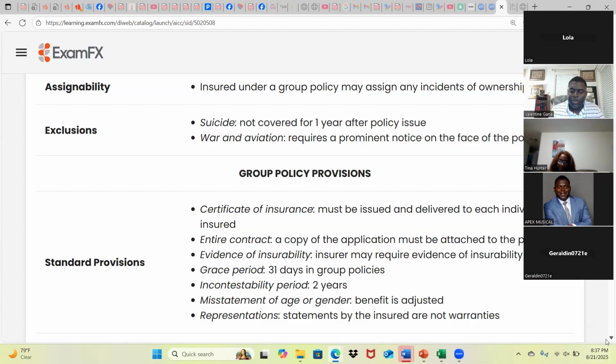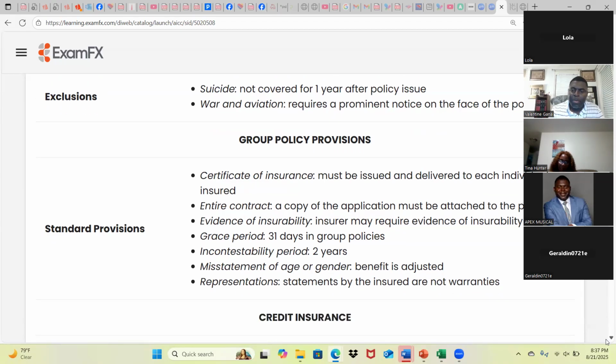Group policy provisions. Certificate of insurance. Remember, if you're working in a company and you have a certificate of insurance, it has to be delivered to each employee. You don't own the policy, you own just a certificate of insurance. But again, when you lose that job, you lose the policy.